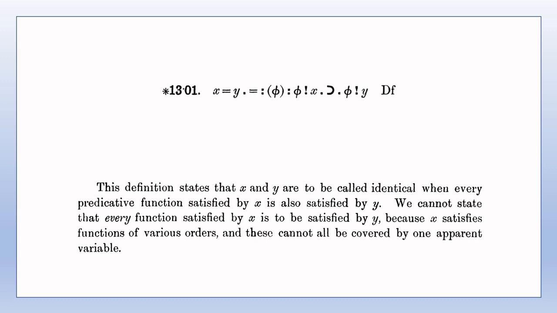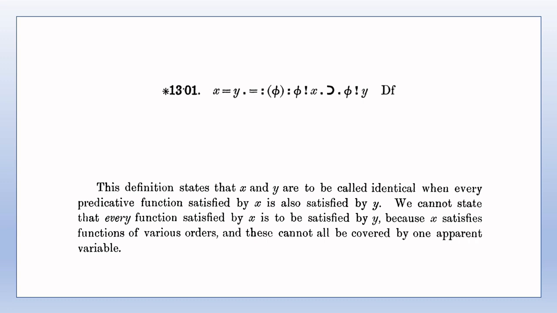We can't extend the range of the apparent variable to range over all functions for the reasons that we saw in section 12, that there is no legitimate totality of all functions of x. However, because of the axiom of reducibility, we know that every non-predicative function is formally equivalent to a predicative function, and so the definition of identity, definition 13.01, along with the axiom of reducibility is as powerful as it would be if it could be extended to cover all functions of x.